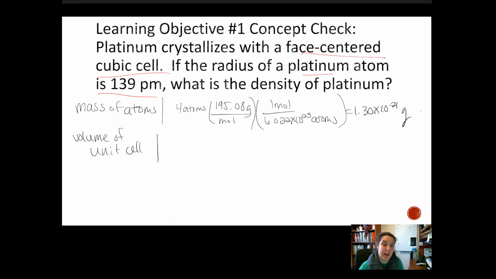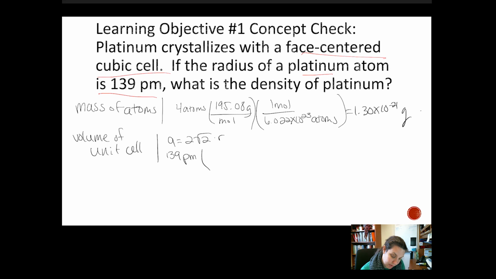Here, we're going to take A and cube it. So A for a face-centered cubic is 2 square root of 2 times R. Our R, in this case, is 139 picometers. We must convert that into centimeters. So 139 picometers.